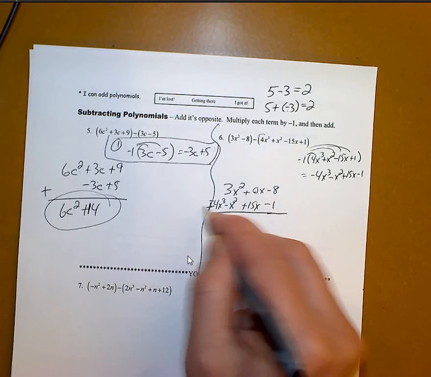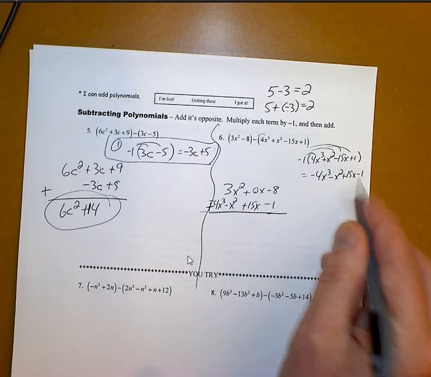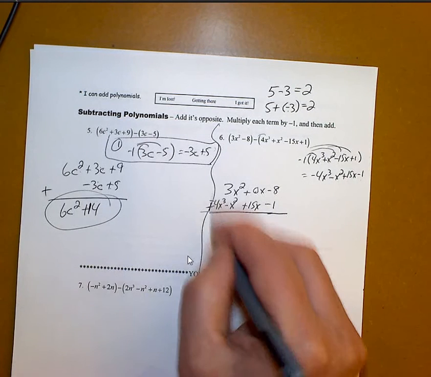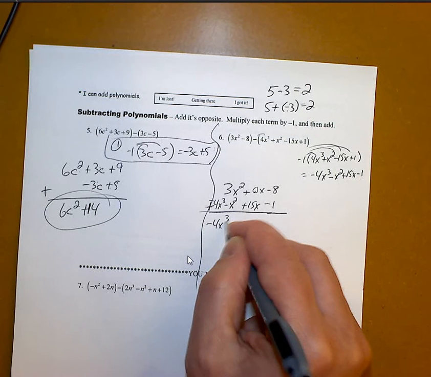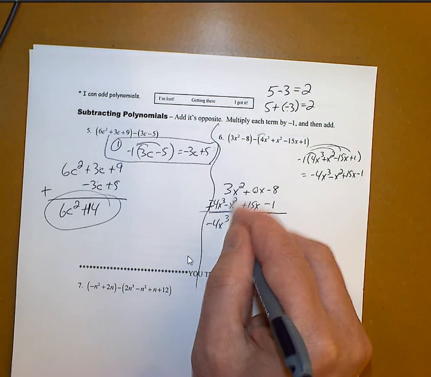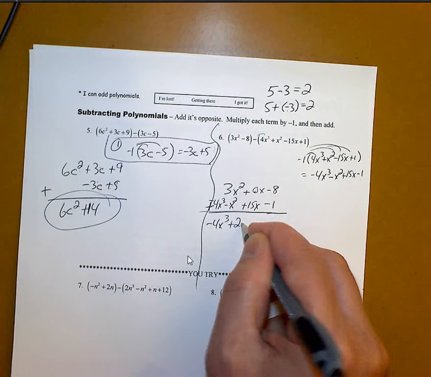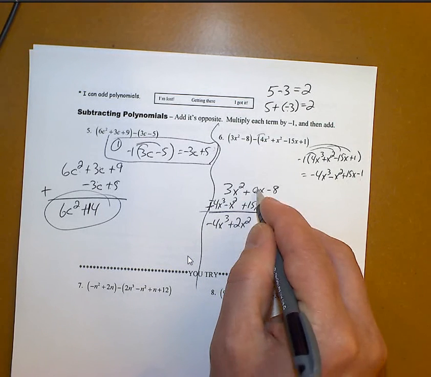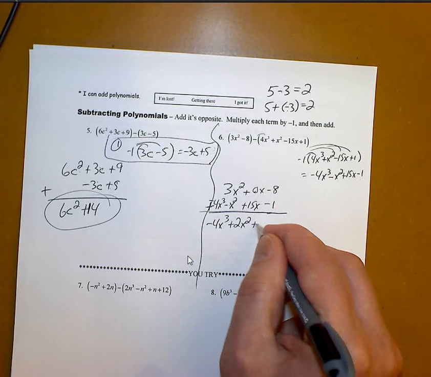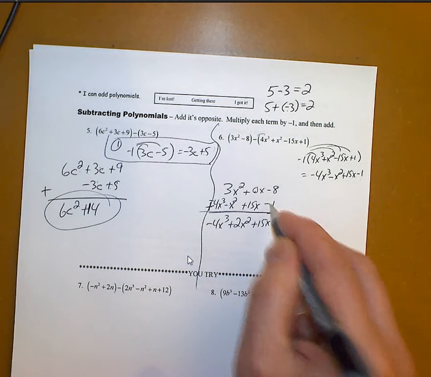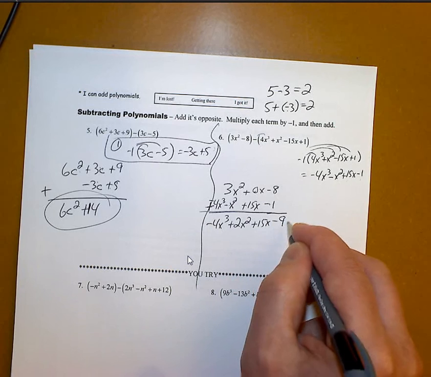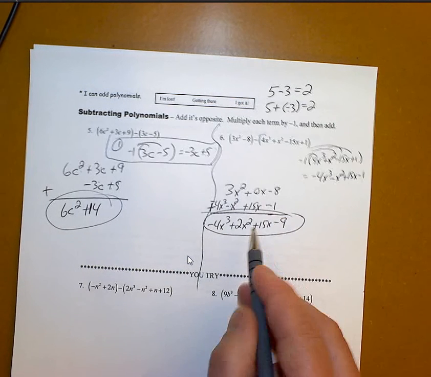So I'm going to turn this into addition. I already did that by multiplying by negative 1. Now I get negative 4x cubed. 3x squared minus x squared gives me a positive 2x squared. 0x plus 15x gives me a positive 15x. Negative 8 minus 1 is negative 9. That's my final answer when I subtract.